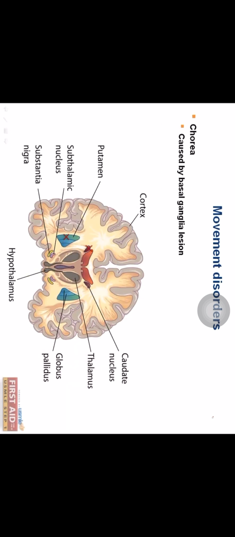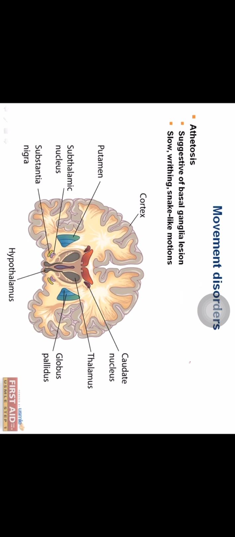Now, chorea is Greek for dancing, and that's actually describing what these movements look like. They are dance-like motions, and when you see chorea, you should think of a basal ganglial lesion. Now, chorea is one of the defining features of a disorder that we actually just discussed. Which disorder is it? The answer is Huntington.